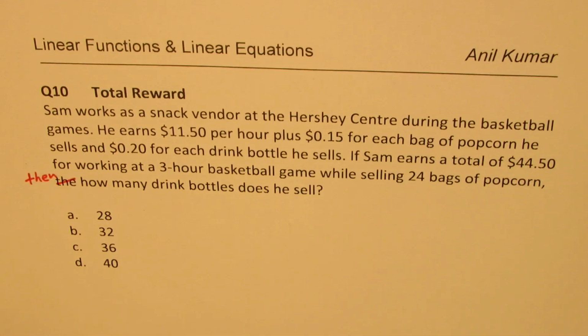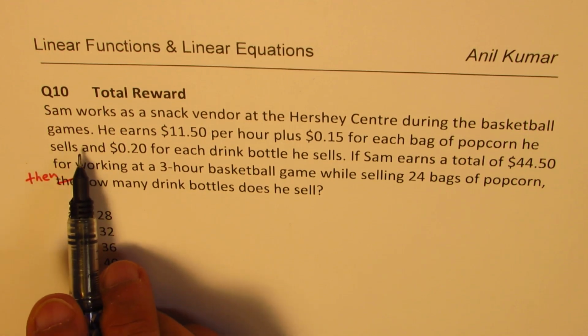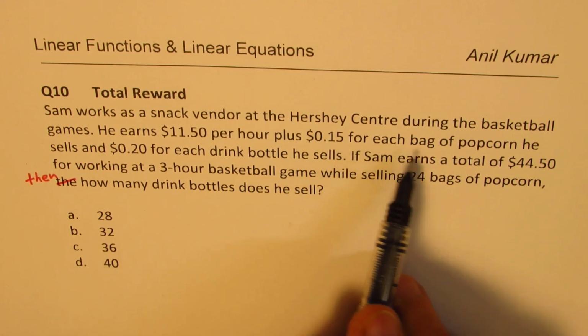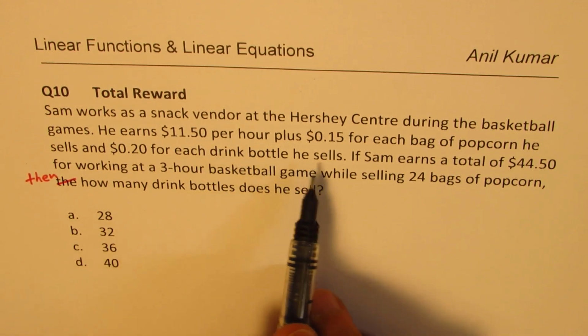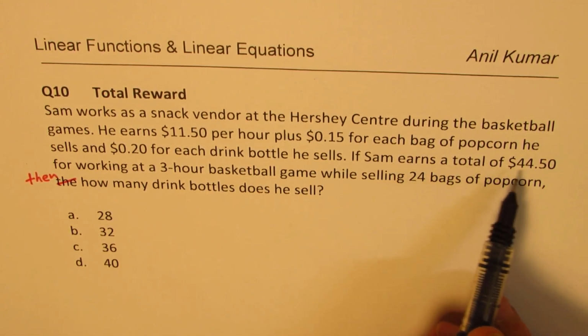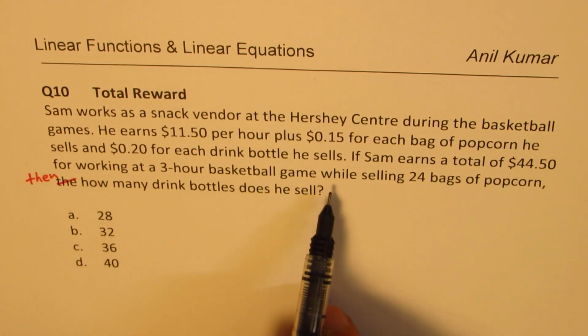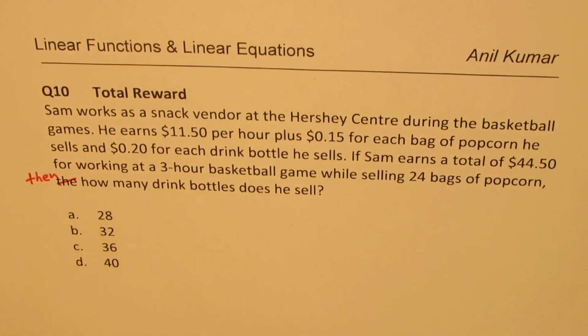Perfect. Now here is the last question for us. It's a total reward question. At the end we all need, right, rewards. Okay. Sam works as a snack vendor at the Hershey's Center during the basketball games. He earns $11.50 per hour plus 15 cents for each bag of popcorn he sells and 20 cents for each drink bottle he sells. If Sam earns a total of $44.50 for working at a 3-hour basketball game while selling 24 bags of popcorns, then how many drink bottles does he sell?